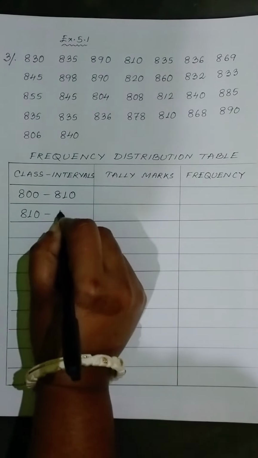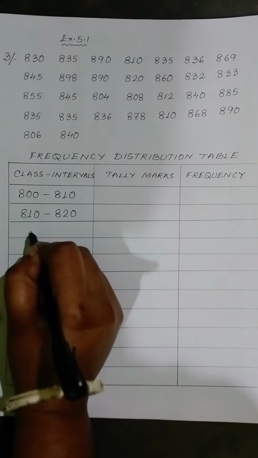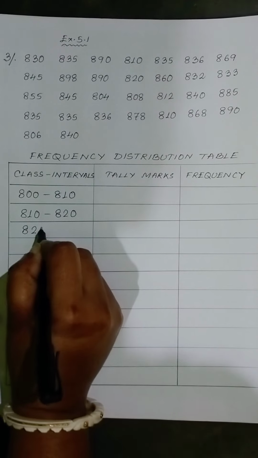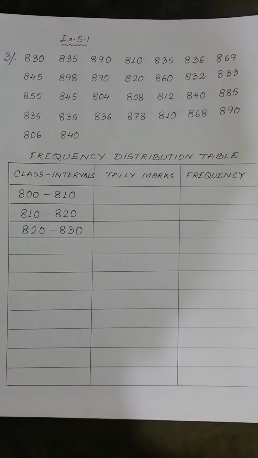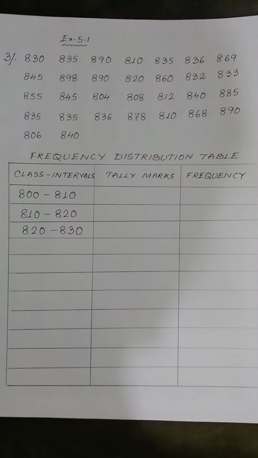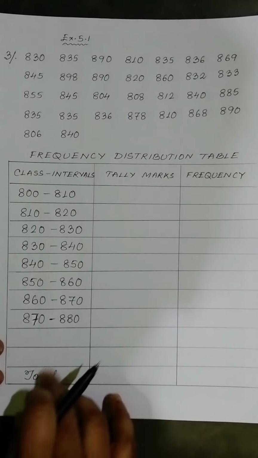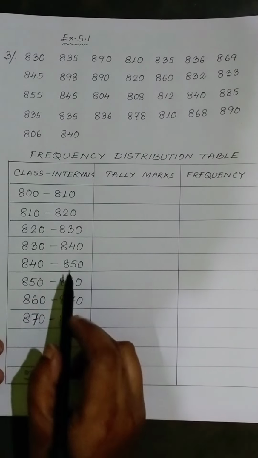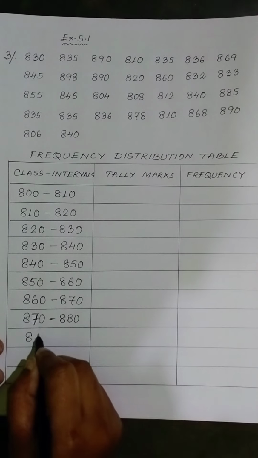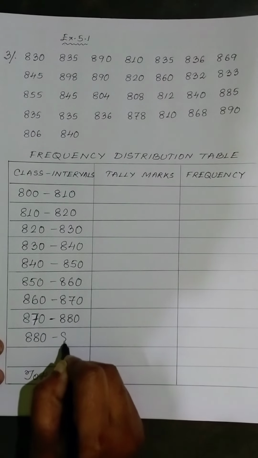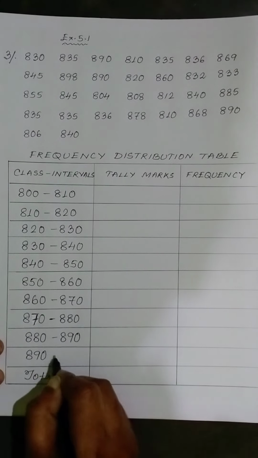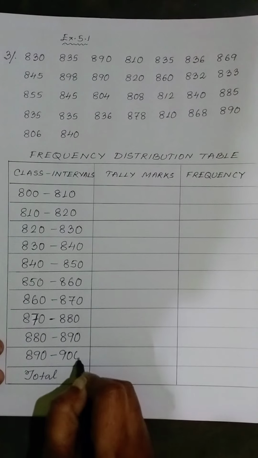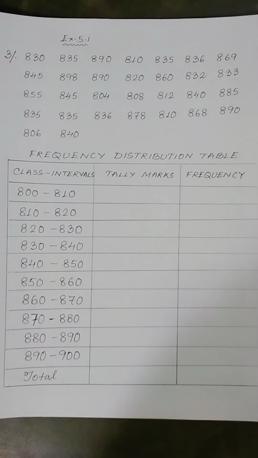810 to 820. It will depend on the lowest and the highest values. Clear? 820 to 830. Clear? Okay, in this way we will take the class intervals. Yes, in this way I have continued. So 880 to 890. Okay, and 890 to 900.